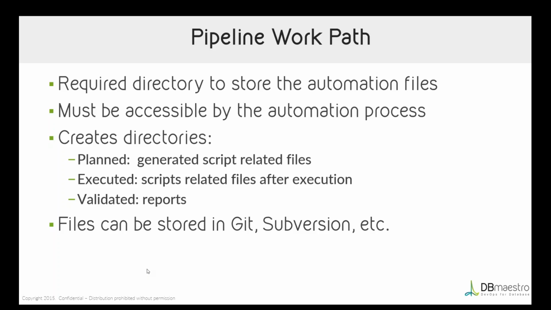So if you're going to do that from Jenkins or from another scheduler, it has to be able to see that directory structure. So that's a key part of the automation. And then this directory structure can be stored in your version control. So if you want to store these scripts in Git or Subversion, and execute them by retrieving them from Git, you can do that. But the key is having this pipeline working path so we know where the scripts are going to be.